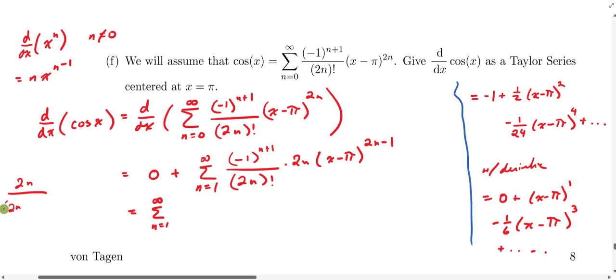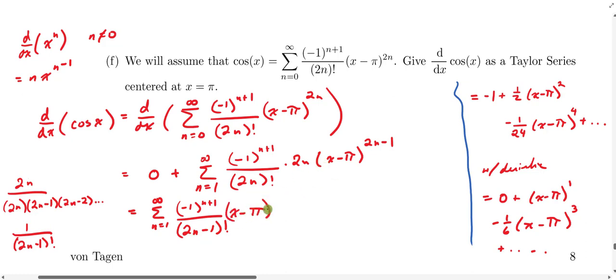we have 2n factorial, which is the same thing as 2n times 2n minus 1 times 2n minus 2, dot, dot, dot, right? So as far as these two terms interacting goes, we have 1 over, and the 2n's cancel, and we'd have 2n minus 1 factorial. So this gives us negative 1 to the n plus 1 all over 2n minus 1 factorial. And then we have x minus pi to the 2n minus 1. So this also works as being the derivative of this Taylor series. And in a lot of ways, I'd be fine with you keeping your answer there.